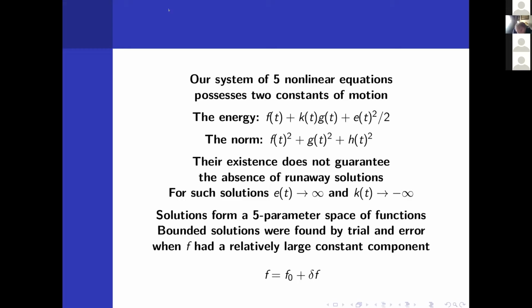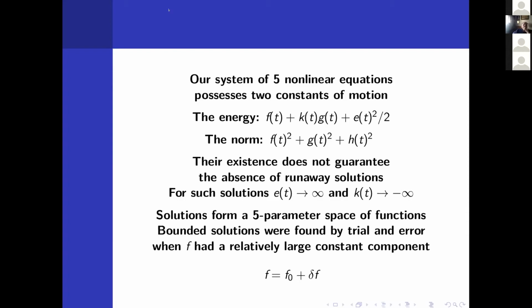So there's also some kind of a norm that is preserved during the time evolution. Well, unfortunately, the constancy of the energy does not guarantee that we don't have solutions which are just running away and having no physical sense. This can still happen because the term E squared can be canceled by the term with K, which can be negative, and then we have these unpleasant solutions. So there are bounded solutions. I will discuss them in a moment.